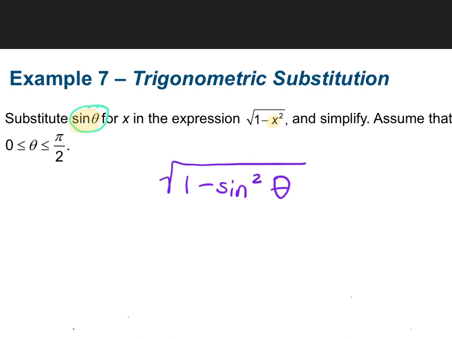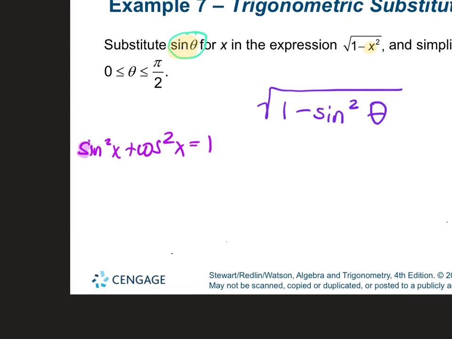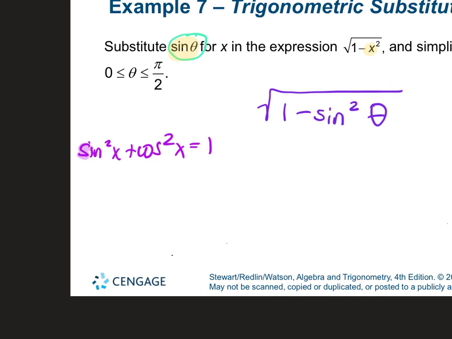When you see 1 minus sine squared, what does that make you think of? What's a Pythagorean identity that has a 1 and a sine squared? The first one, the one that we've talked about in almost every problem: sine squared x plus cosine squared of x equals 1. How can I manipulate this formula so it says 1 minus sine squared? Subtract the sine squared. Good. So cosine squared x equals 1 minus sine squared.